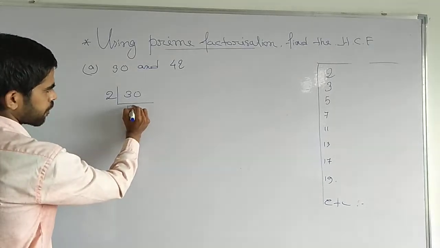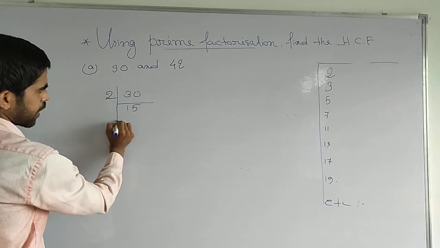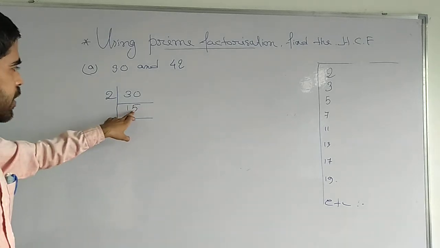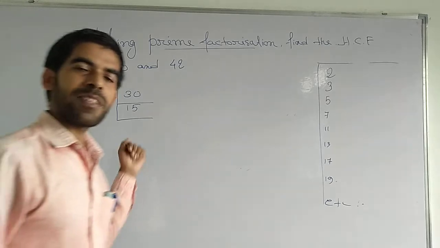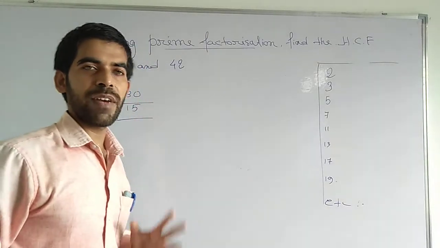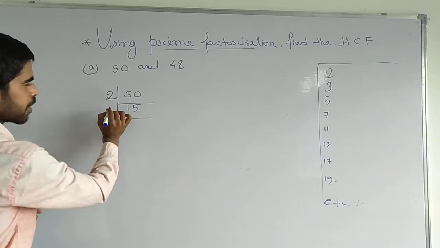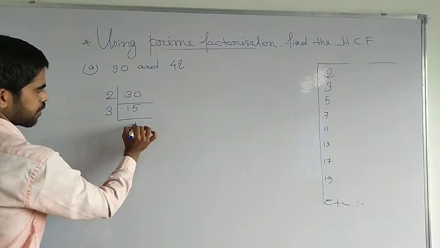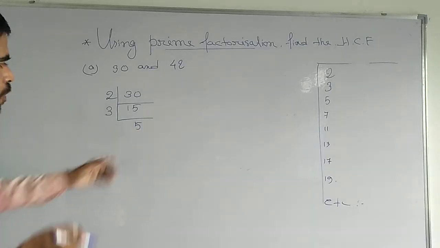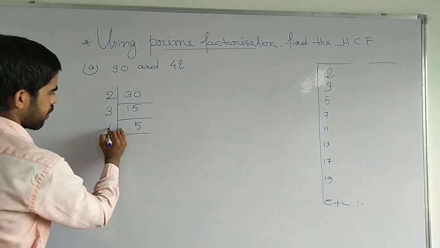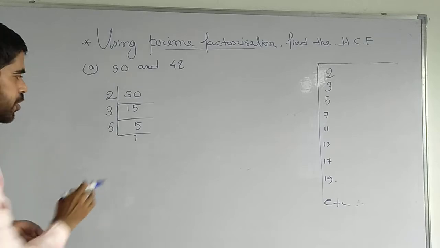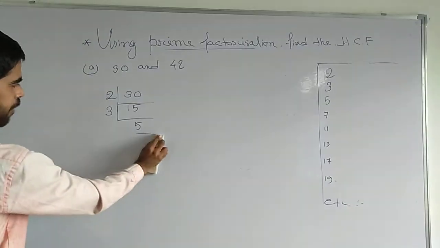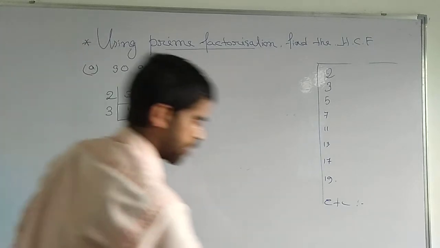2 fifteens are 30. The next number we can't divide by 2, because 15 has 5 in the ones place, and 5 is an odd number. An odd number you can't divide by 2. So the next number is 3. 3 fives are 15. Then you write 5, 1 fives are 5. Finish. Here, in prime factorization, there is no need to write this.